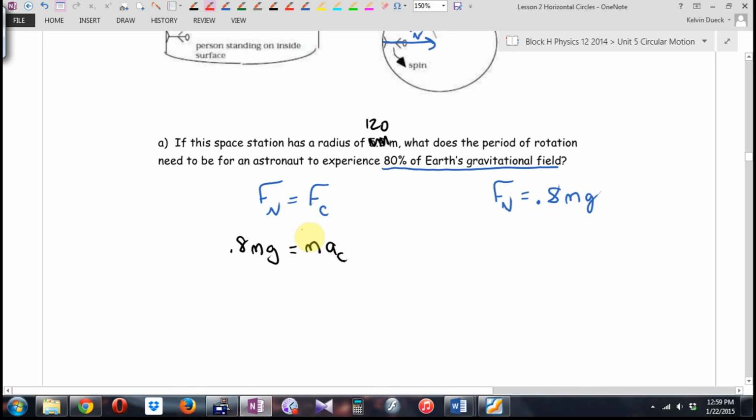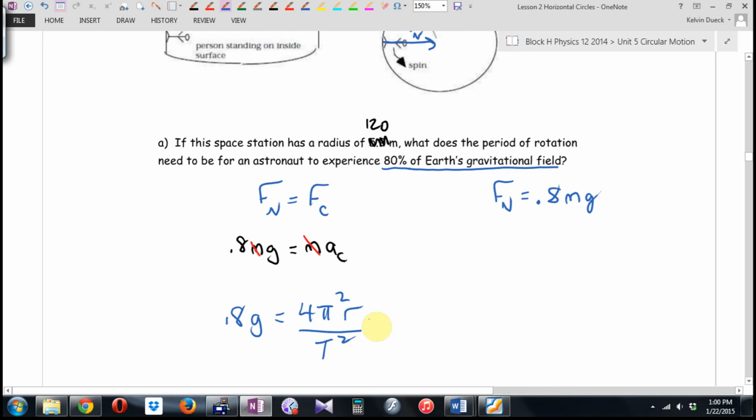So on this space station, if you were a little toddler, you would feel 80% of your own weight. Or if you were a full grown-up, you would feel 80% of your own weight. It doesn't matter what your mass is. That's kind of handy. Which version of a do I want to use? Go read the question and see if you can figure it out. They asked for the period, so I better use the one that has period in it. So it's going to be 4 pi squared r over T squared.